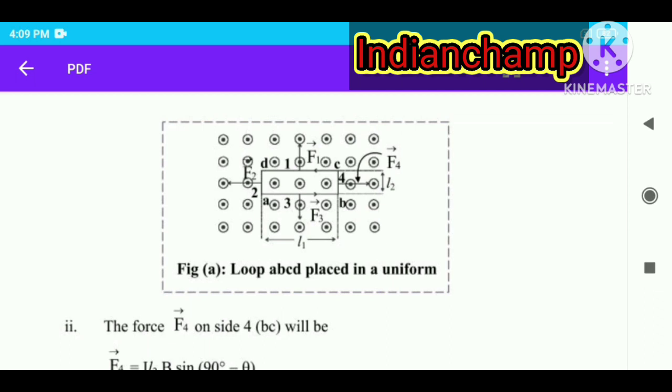Figure: loop ABCD placed in uniform field, with forces F1, F3, F4 and length L2 shown in the diagram.